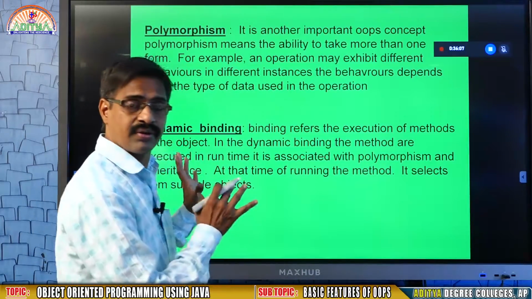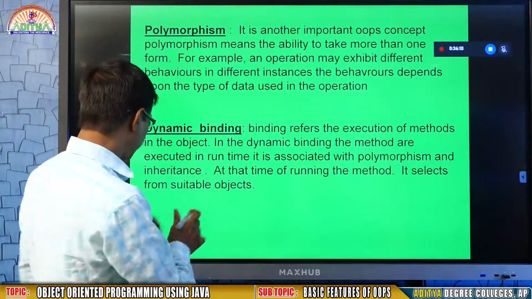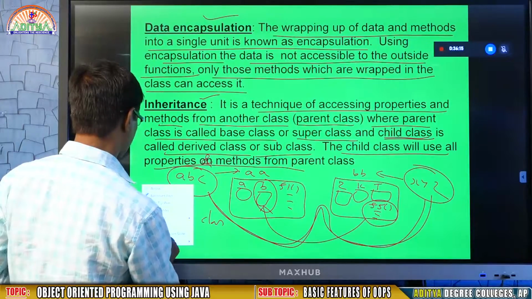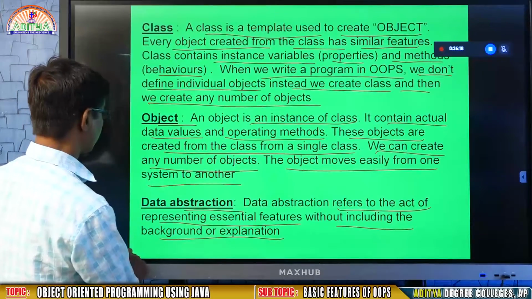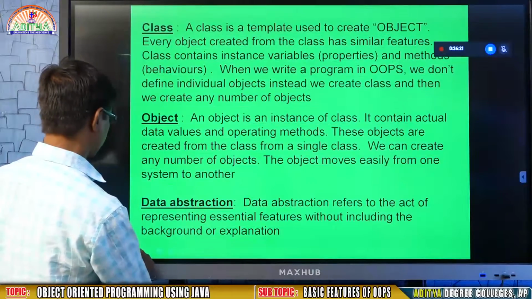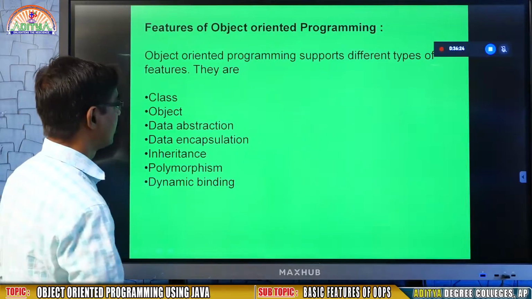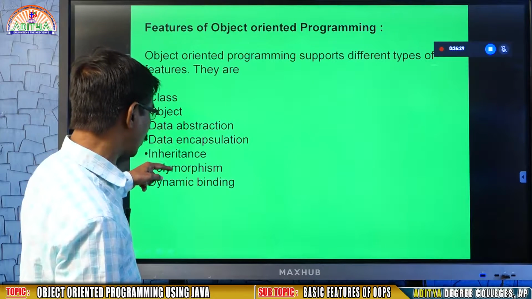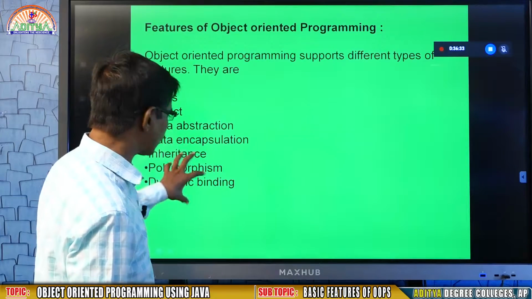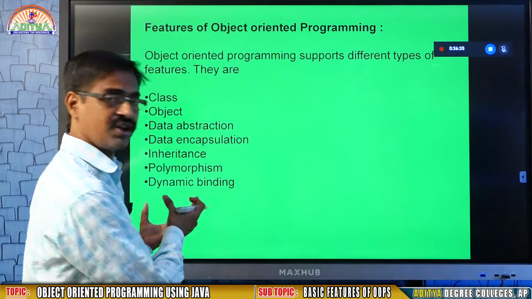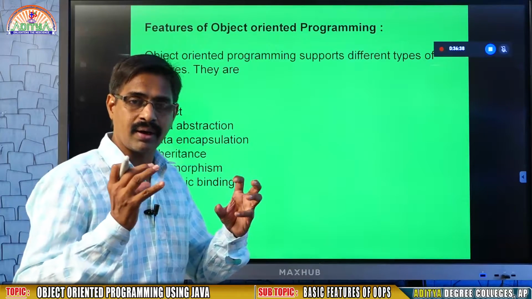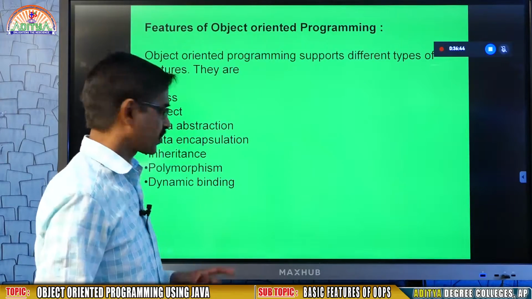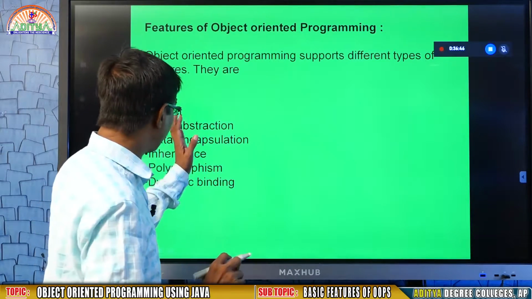So this is what are called the features of OOPS. Now see once again. Dear students, these are the features of OOPS: class, object, data abstraction, encapsulation, inheritance, polymorphism, dynamic binding. Each and every topic is very much important. Please read each and every topic and create an idea. But one important thing, each one is a separate chapter. Soon I will start one by one.